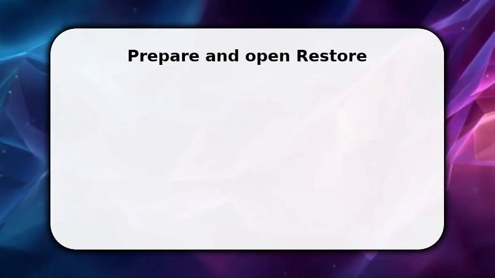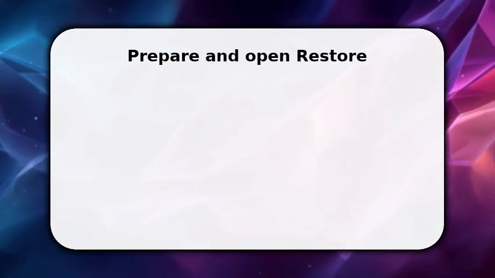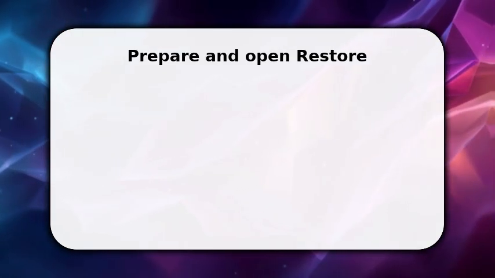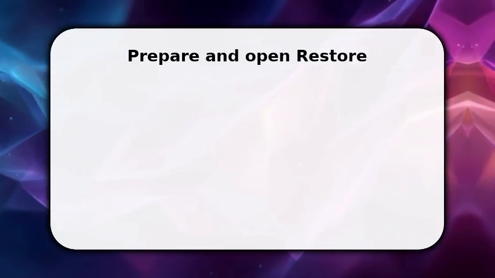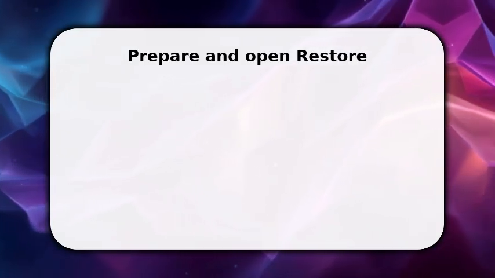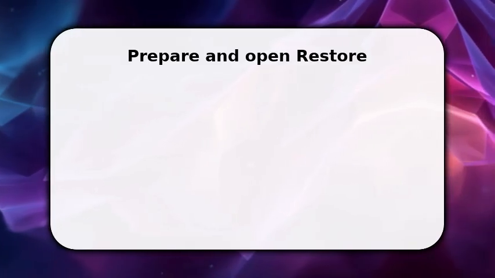You'll start by confirming prerequisites. Sign into your Samsung account, join a stable Wi-Fi network, and plug the phone in if battery is low. Once done, check the backup source and date so you restore the correct snapshot.